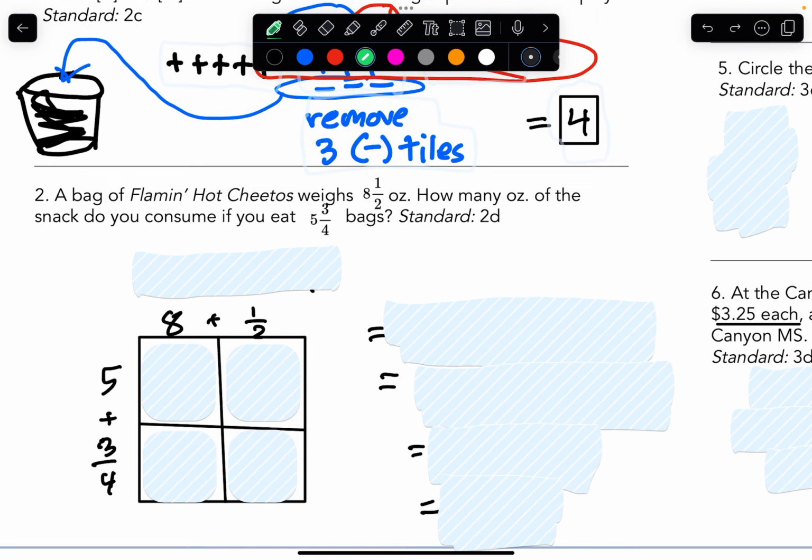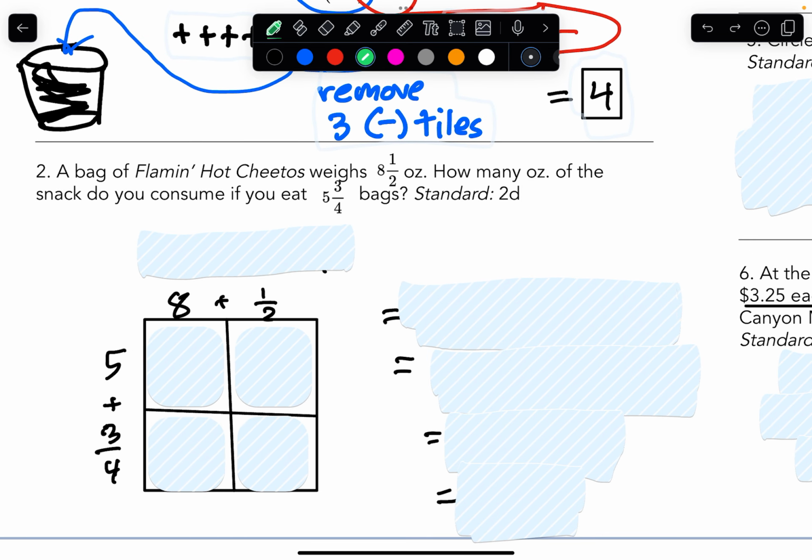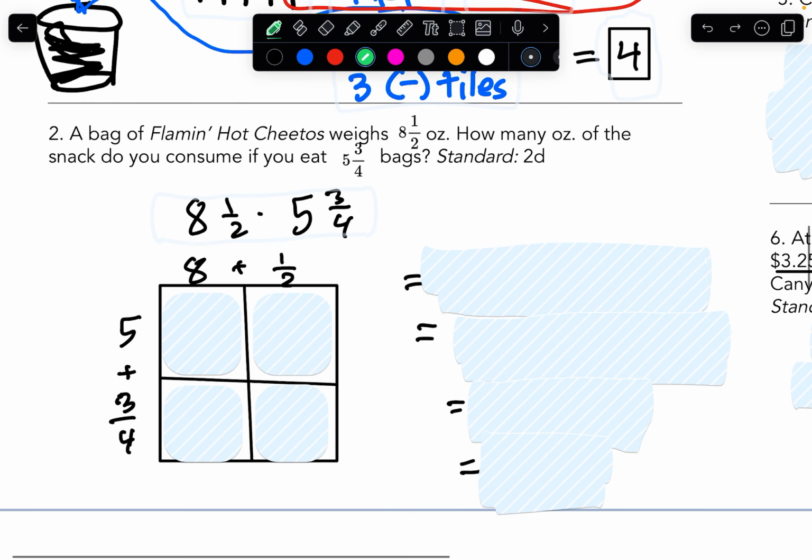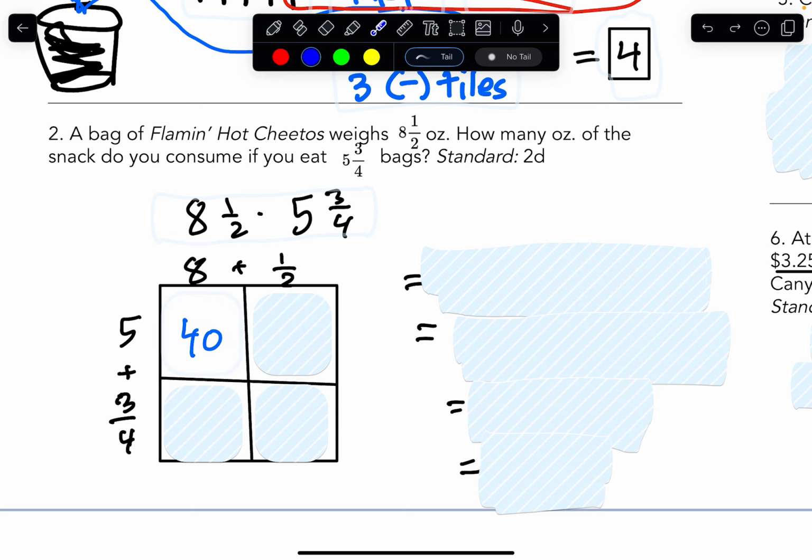Number 2, again, this is a multiplication problem. We needed to multiply 8.5 times 5 3/4. So using a rectangle is a recommended way to do this, unless you have another way. 8 times 5 is 40. 1/2 times 5 is 5 halves. 8 times 3/4 is actually 6. And then 1/2 times 3/4 gives us 3/8.